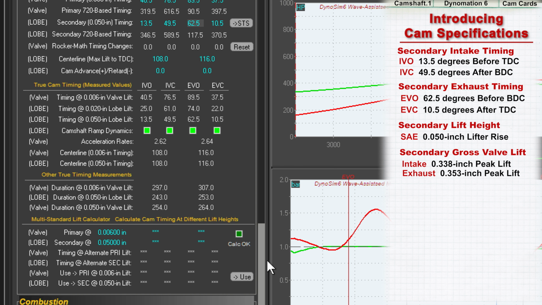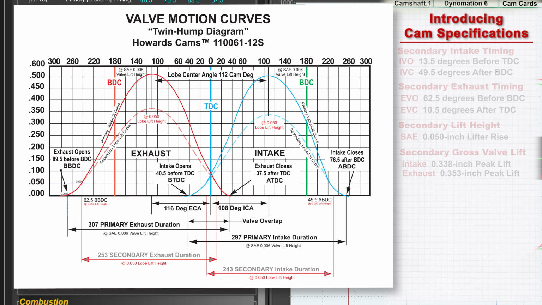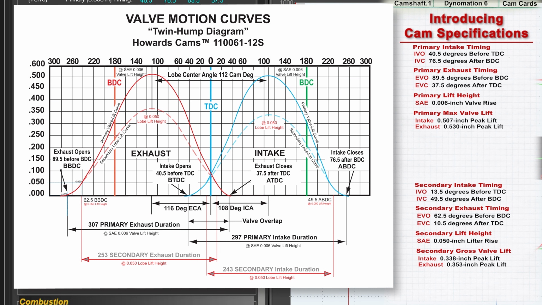After we enter secondary timing, the simulation has sufficient data to calculate the valve acceleration rates and gives an overall evaluation of camshaft dynamics shown by the color of these boxes. We also confirm that the intake and exhaust durations here match cam card specs. Here we see the valve durations on the twin hump diagram indicated with double-headed arrows.